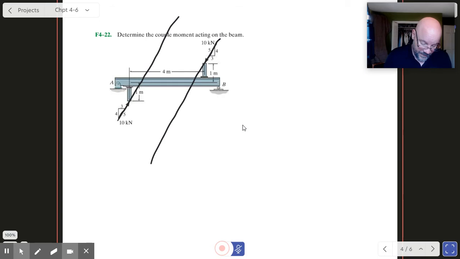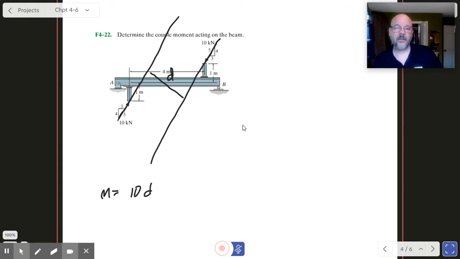And if we can get this distance right here across here, then we would know that our moment is simply going to be 10,000 times whatever that distance is.